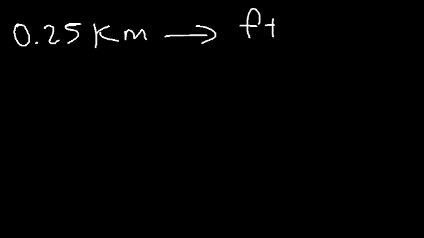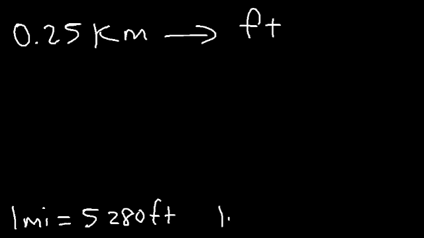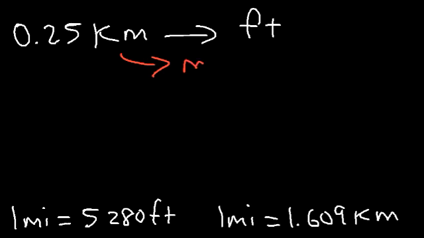Now let's say we have a multi-step problem. For example, if you have 0.25 kilometers, how can you convert that into feet? So we know that 1 mile is equal to 5,280 feet, and 1 mile is 1.609 kilometers. So we need to convert from kilometers to miles, and then miles to feet. So how can we do it? Feel free to pause the video and try this example yourself.